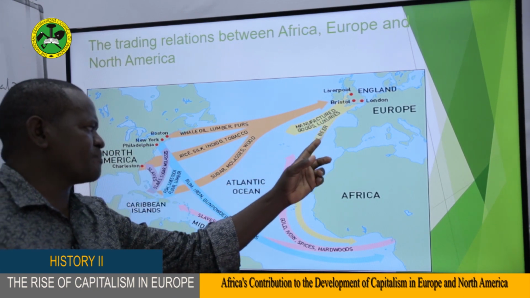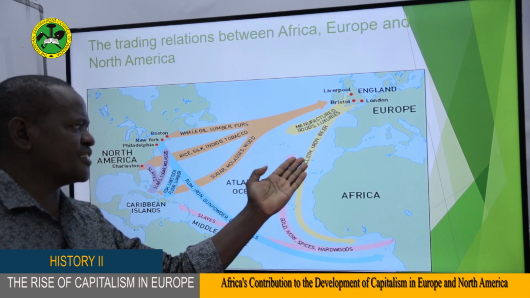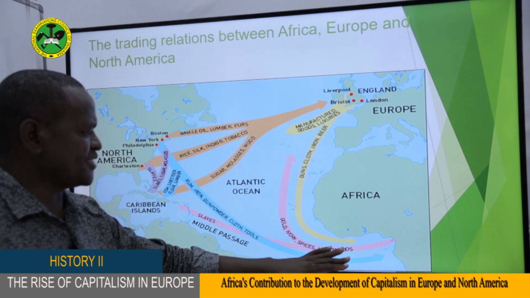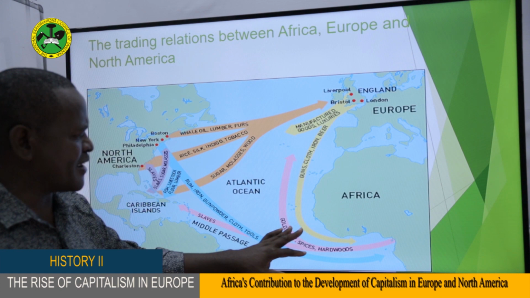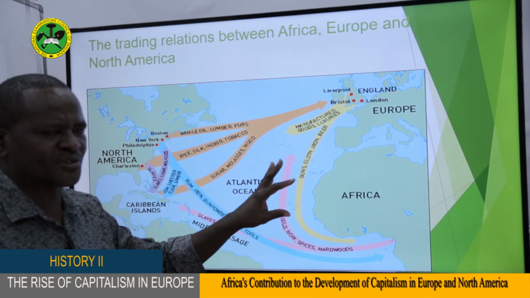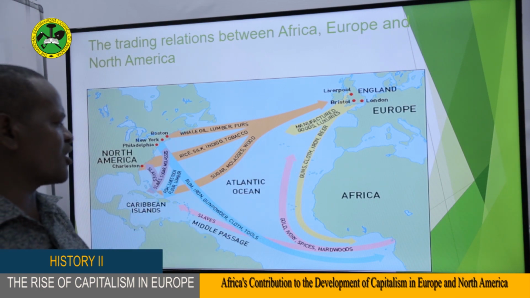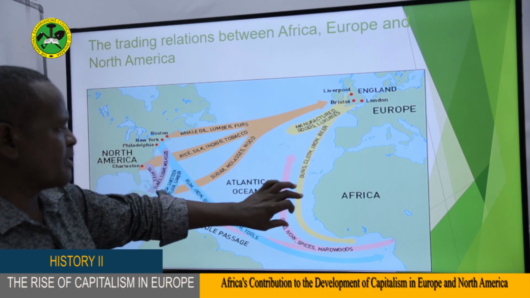And look at what Europeans brought to Africa. They brought to Africa guns, clothes, iron, and beer. Just look. If you try to look at the value of what we are providing to them and what they are giving us back, in fact, there is a totally unequal exchange, because we gave them commodities of very high value and they gave us commodities of very low value.